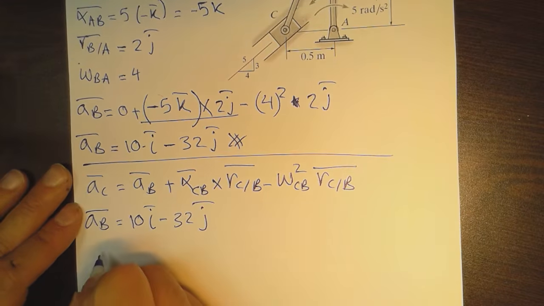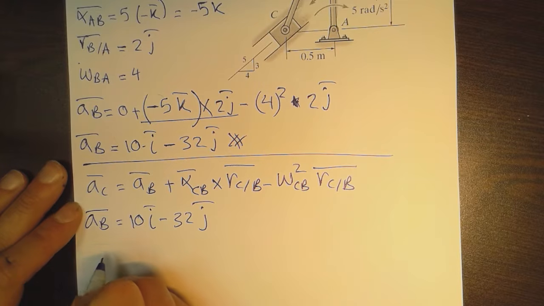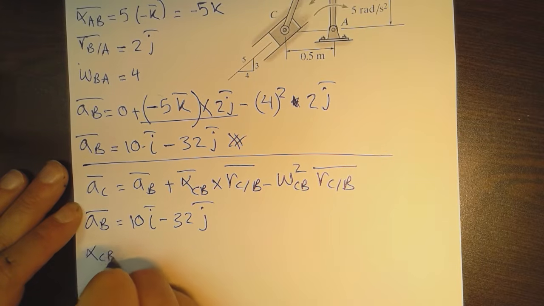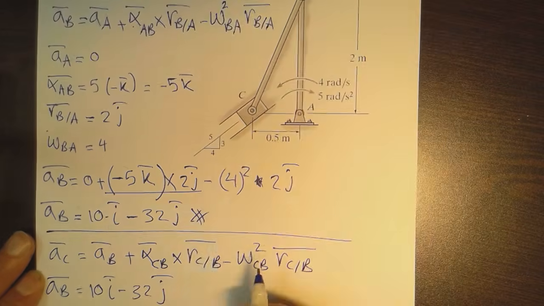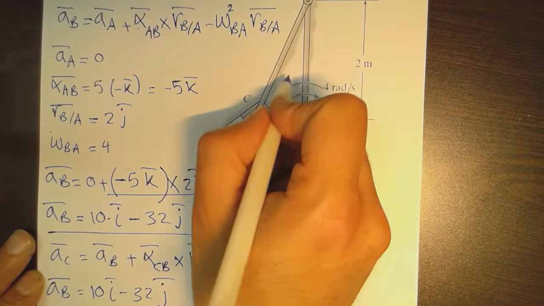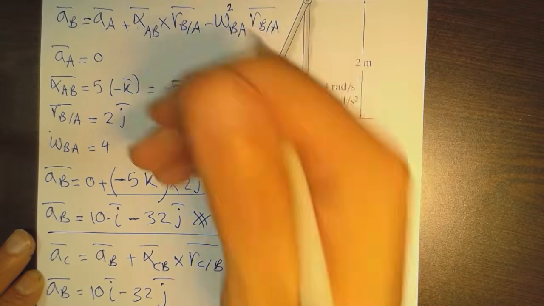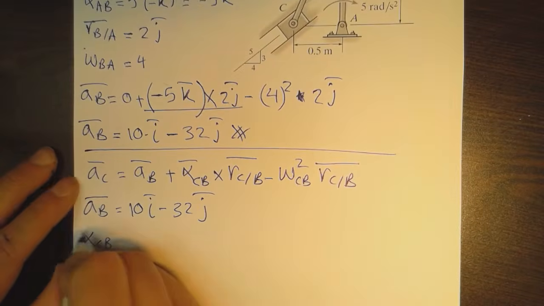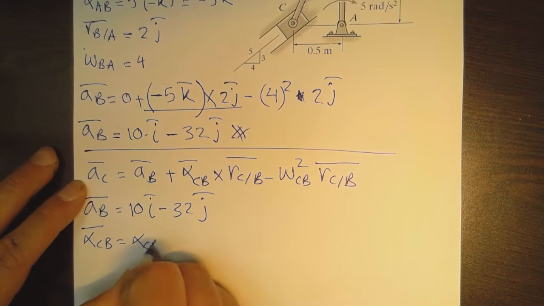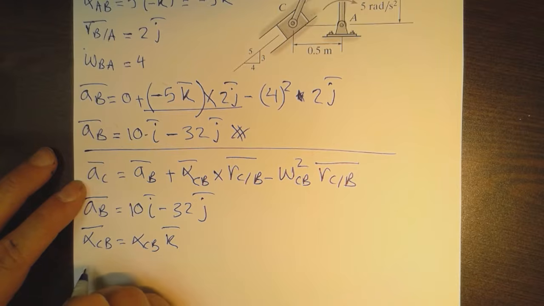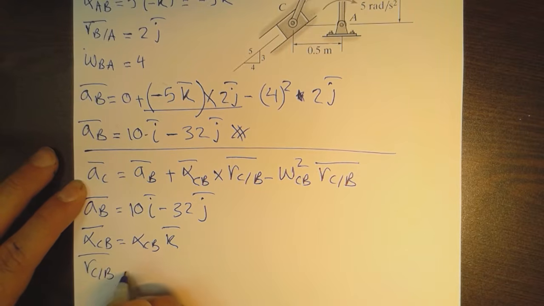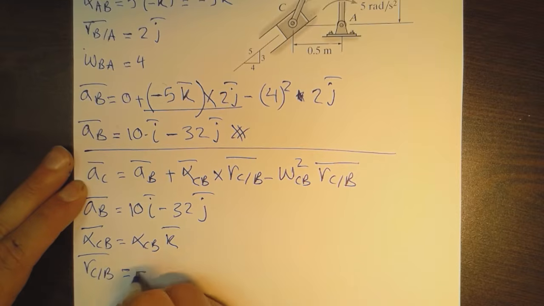For the alpha CB, we don't know it, but we can assume its direction. We can assume it is going in that direction, so no problem. We can assume that the alpha is counterclockwise. So we can write this down. We can say alpha CBK, no problem. For the RCB, we already knew it from the previous calculations for the velocity. It is minus 0.5 I minus 2j, and that's it.